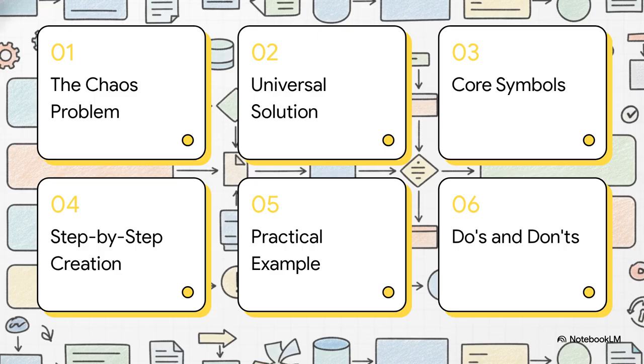Here is our agenda for today. First, the chaos problem. Second, the universal solution. Third, core symbols. Fourth, step-by-step creation. Fifth, a practical example. And finally, number 6, some essential do's and don'ts.